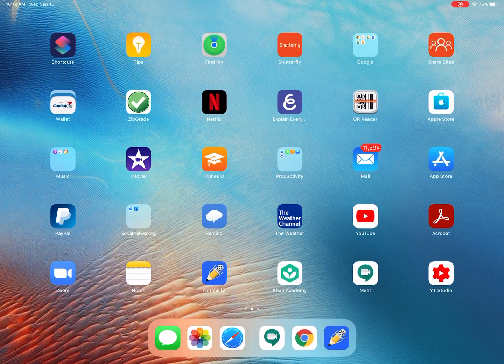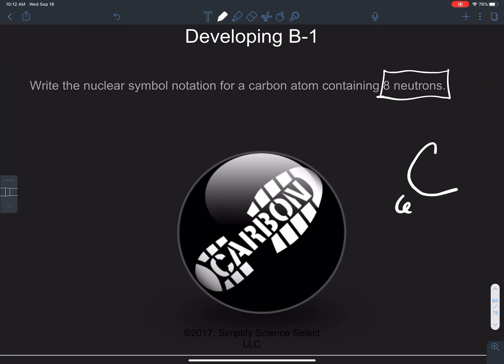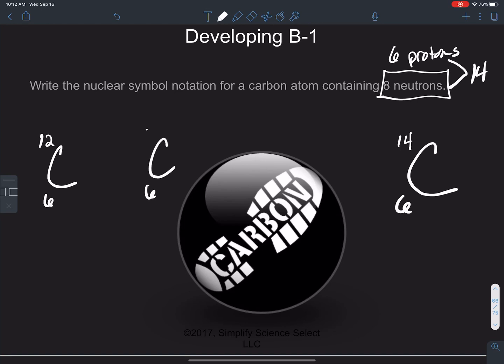So we want to use the information in the question. They tell you there's 8 neutrons. We already know that there are 6 protons. So to get the mass number, we're going to add them up, and it would be a total of 14. So this is carbon 14, and it's one of the isotopes of carbon. The most common isotope of carbon is carbon 12. We also have carbon 13 and carbon 14. There's 3 kinds of isotopes for carbon.